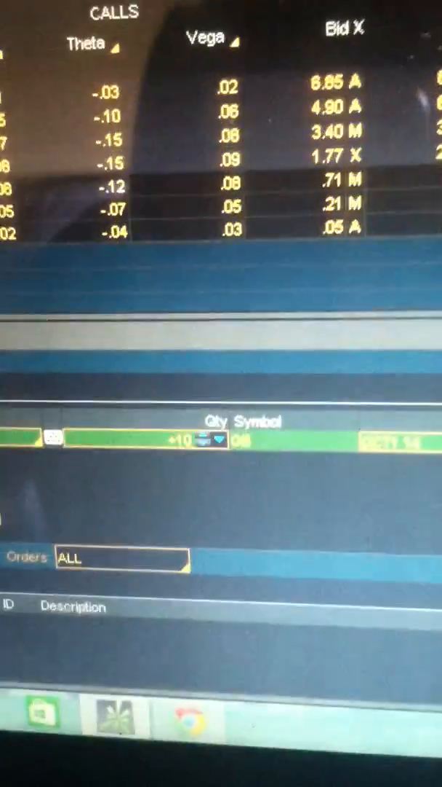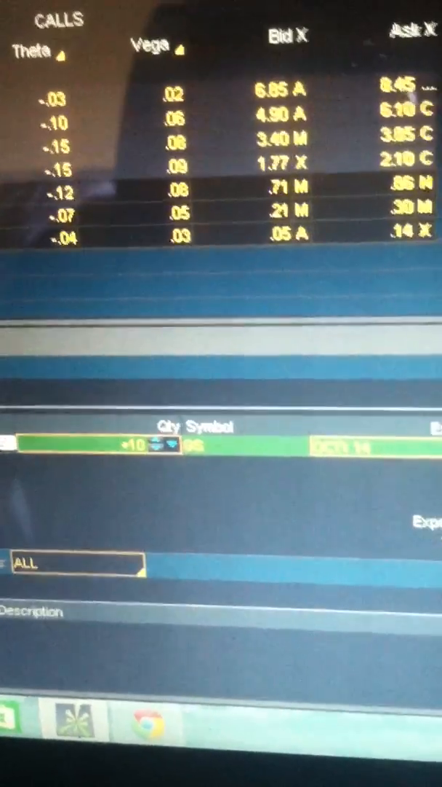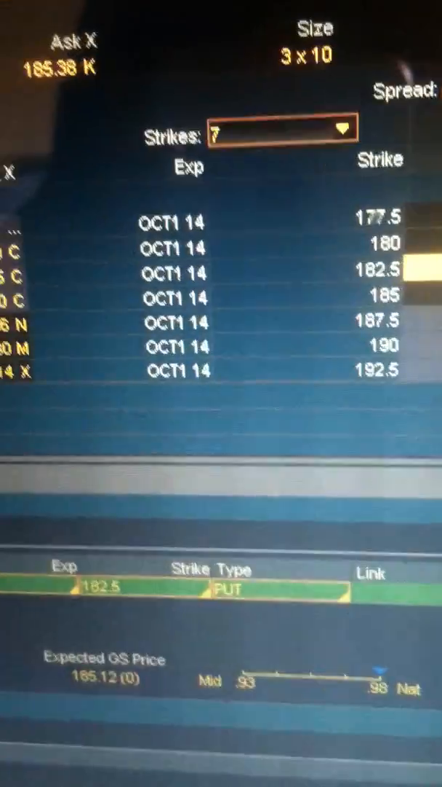The order window pops up, and we will be buying 10 contracts of the Goldman Sachs. That's the strike price. It's a put. The price we're not going to be fiddling with because you're not there yet. It's a day order.